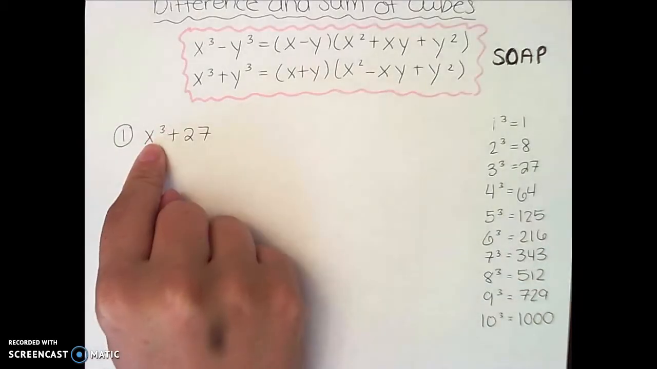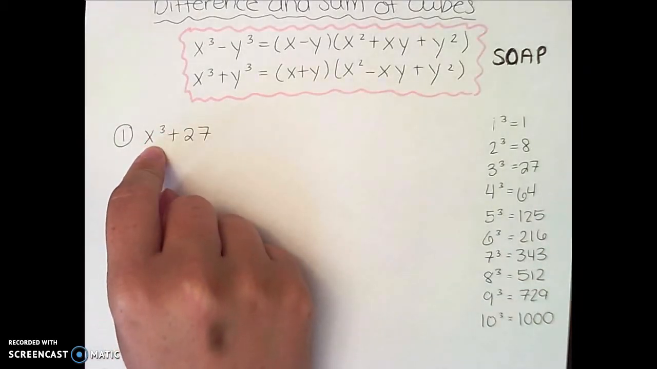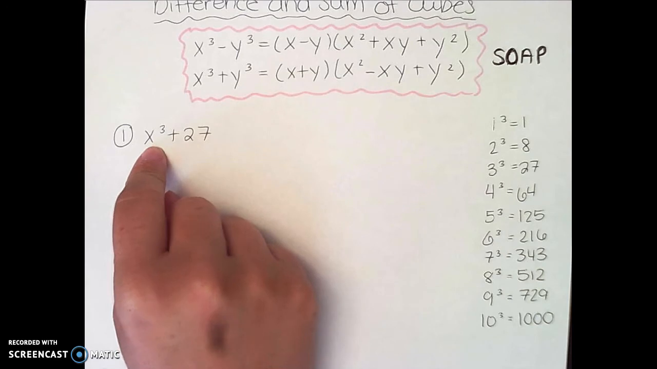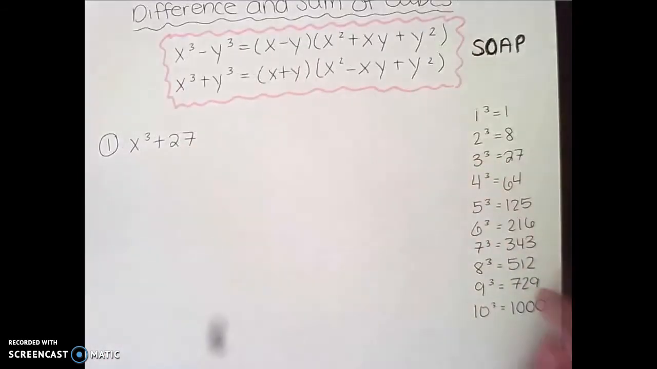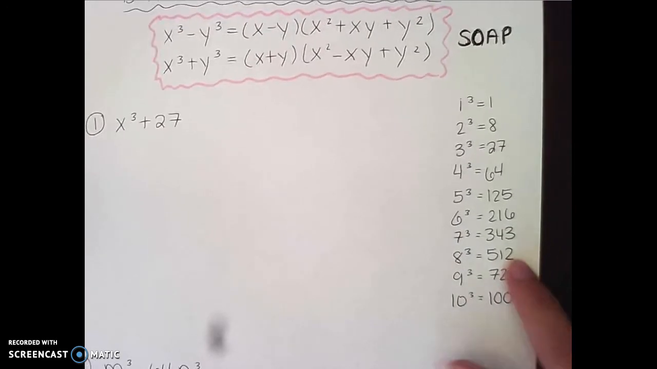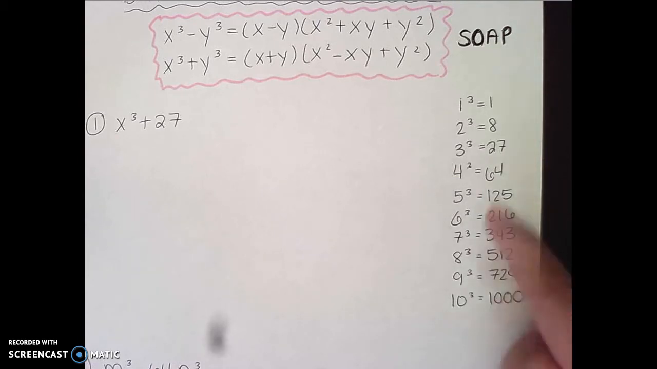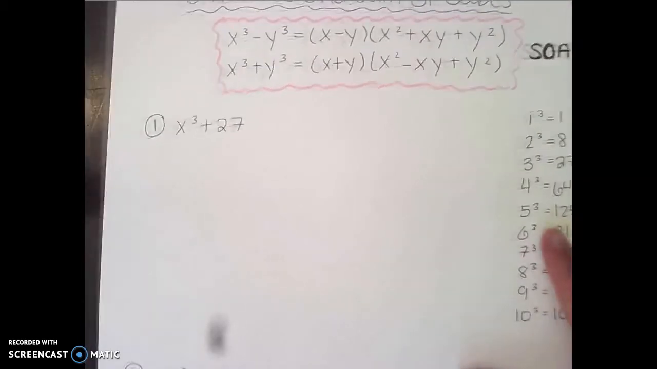So we are looking for, again, a binomial, two terms, and we're looking for perfect cubes. So we have an x cubed, so that's a perfect cube. Any exponent that is a multiple of 3 will be a perfect cube. So x cubed, x to the 6th, x to the 9th, those would all be perfect cubes. And 27 is also a perfect cube, that's 3 cubed. And I have this list over here. I think these are all of the ones that are fair game that you should be able to recognize, all the way up to 10 cubed.